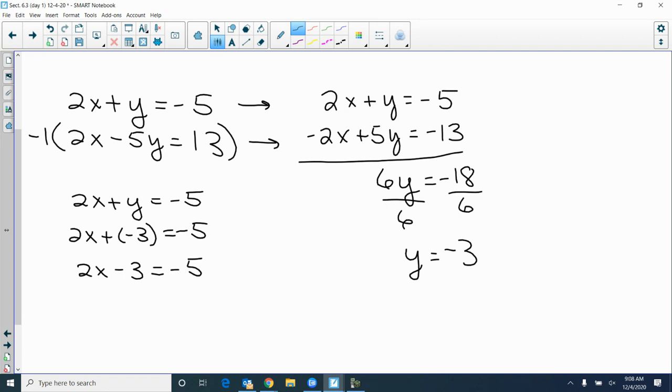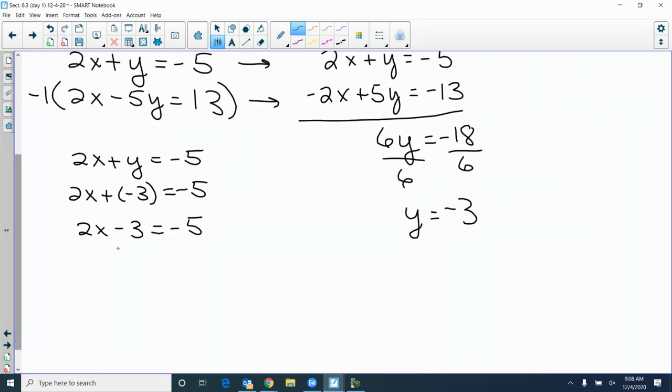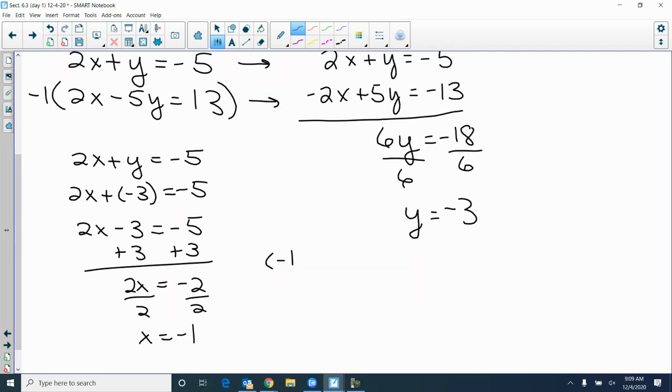All right, Colin, where do I go from there? Then you add 3 to this. Add 3 to both sides, and then I get 2x equals negative 2. Divided by 2, and I get x equals negative 1. So we should have the ordered pair negative 1, negative 3.